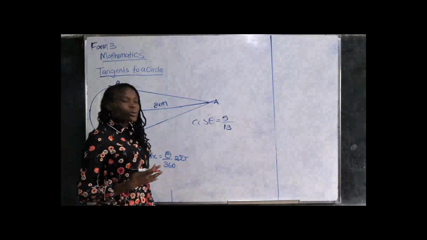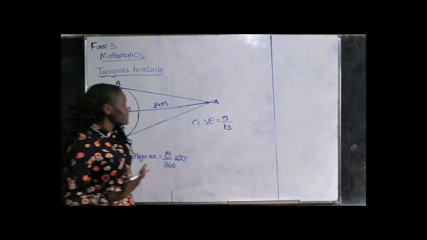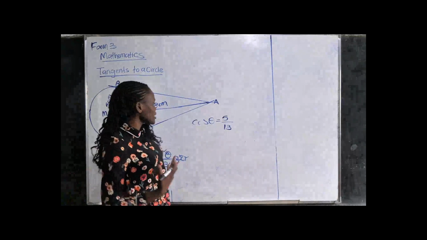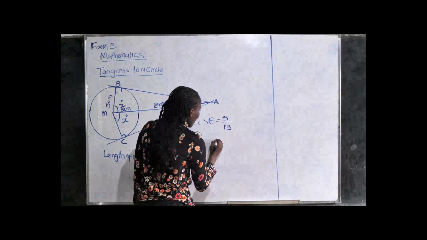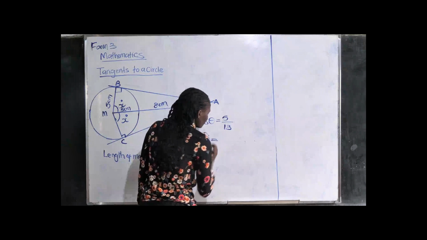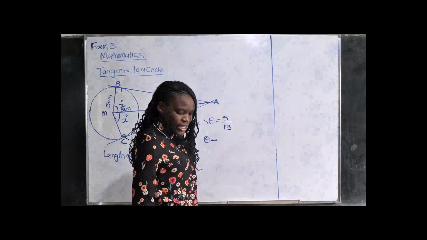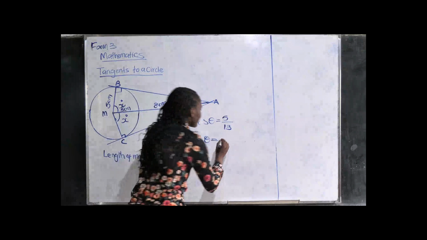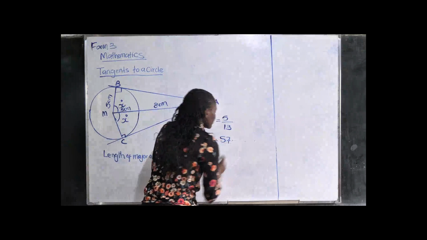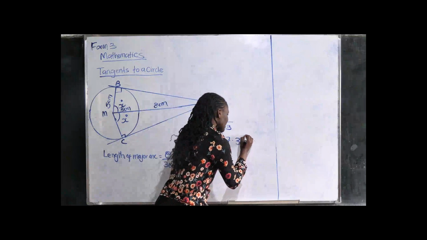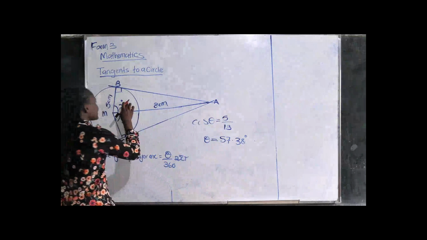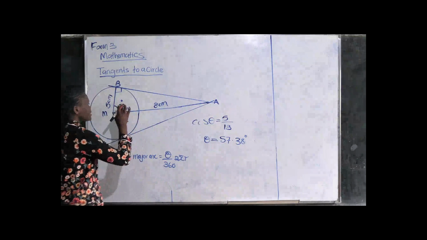After that, now we are going to find the cos inverse. When we find the cos inverse of this, we are going to have our theta to be 57.38 degrees. So that is the x. That is the first theta.